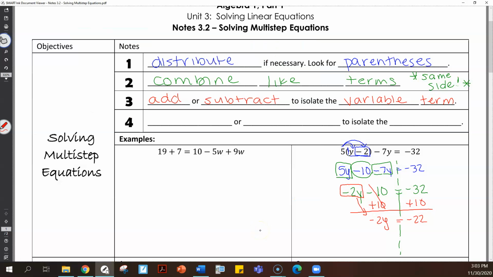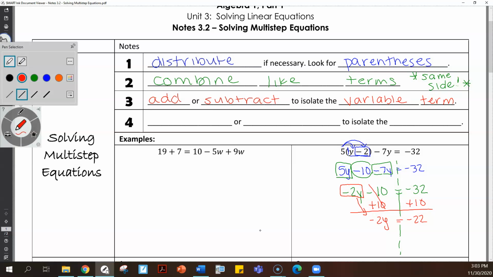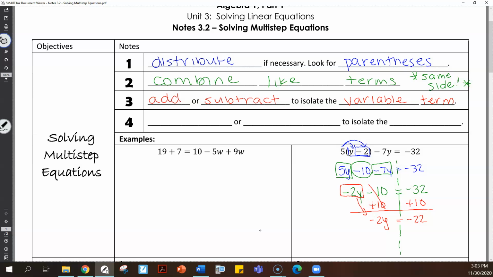So once I've done that, my very last step, just like when I'm solving two-step equations, is to multiply or divide so that I can get my variable by itself. Okay, so now my variable term is alone, negative 2y is by itself. Now that my variable term is alone, I also want to get my variable alone.